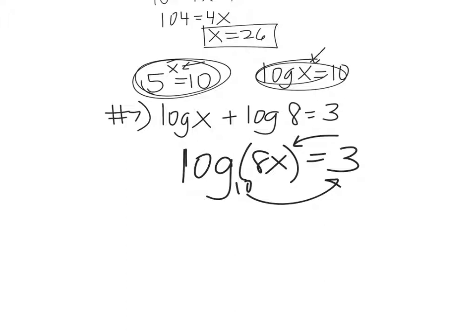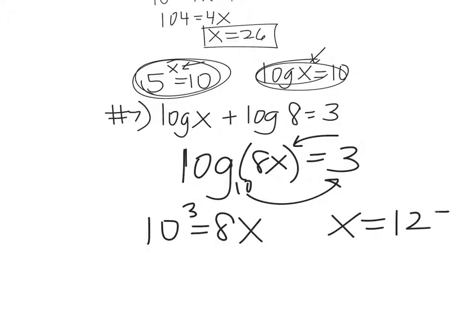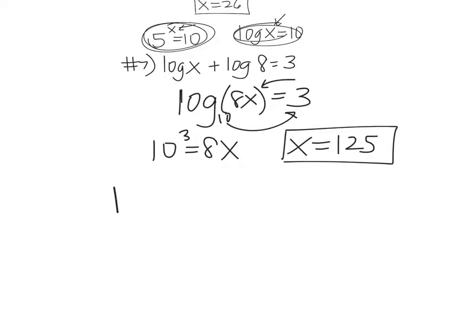Now, a lot of people get stuck at this part. They don't know what to do. 10 to the third equals 8x. 10 cubed is 1,000. Divide by 8. What did you get? 125? Good. 125. Okay, we're going to do one more, and this one is going to have that extraneous solution I was talking about.